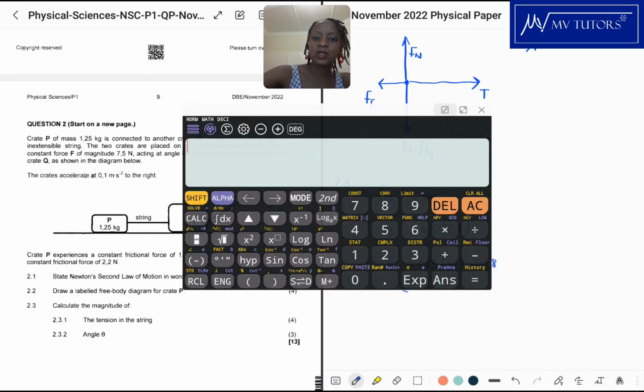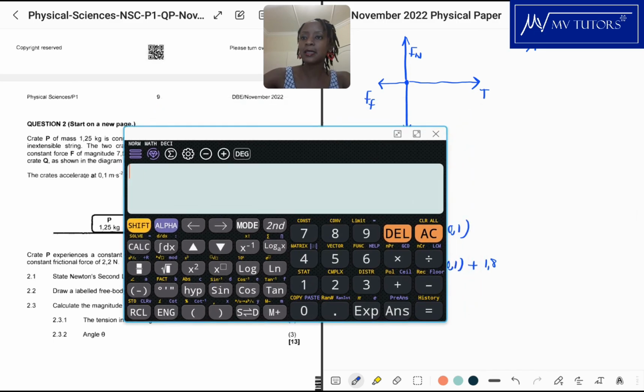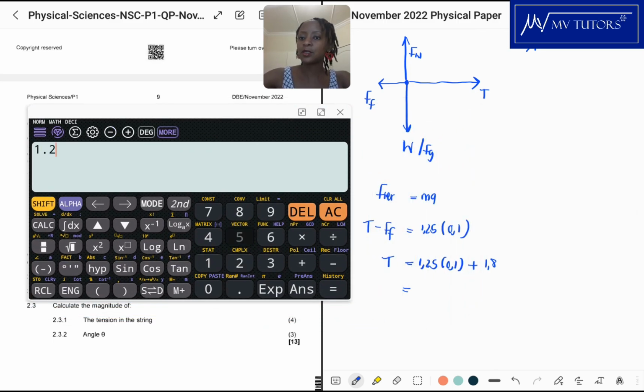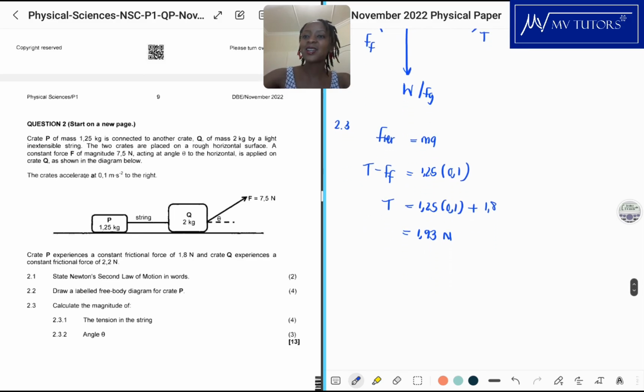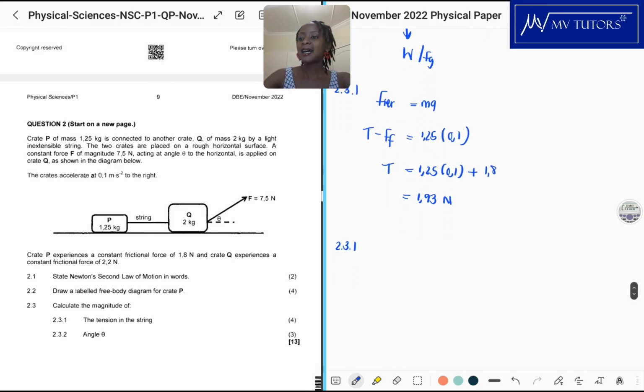All right, and then once we calculate that, we have 1,25 multiplied by 0,1 plus 1,8, and we get 1,93 Newton. Do not forget the unit. Okay, so this is the first portion of 2,3. Now 2,3,1: the magnitude of the angle theta.